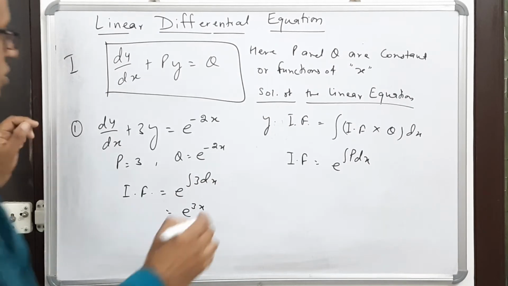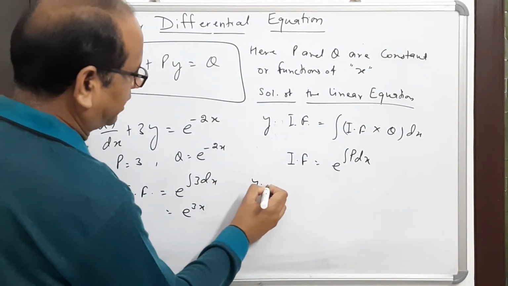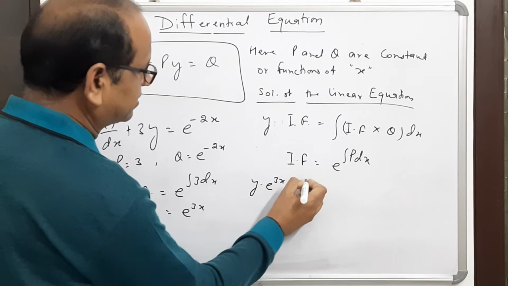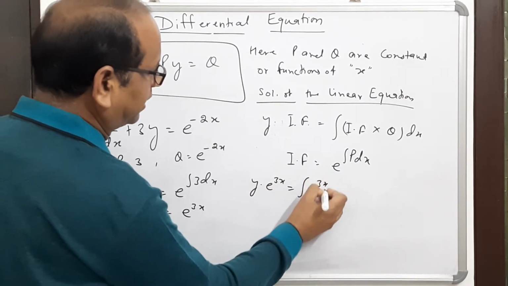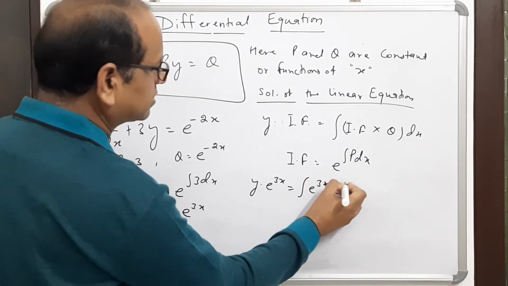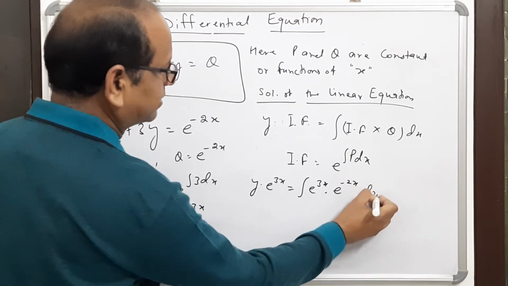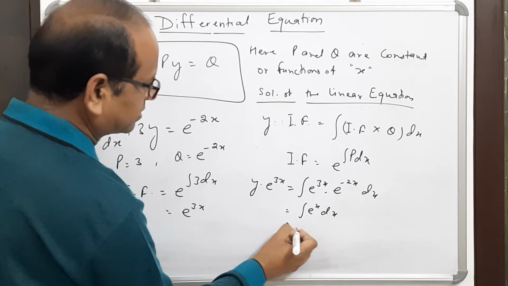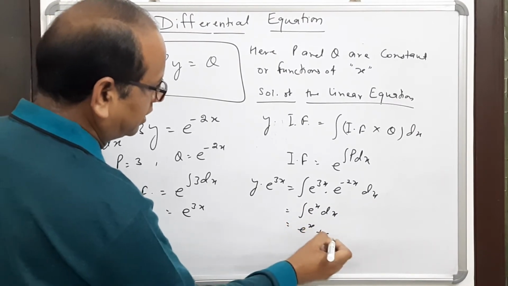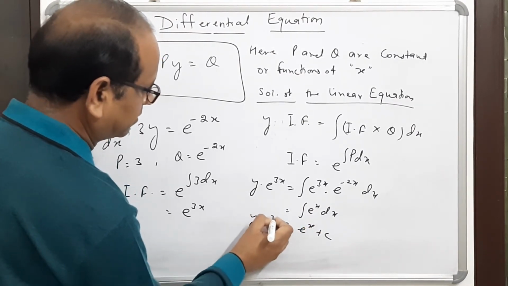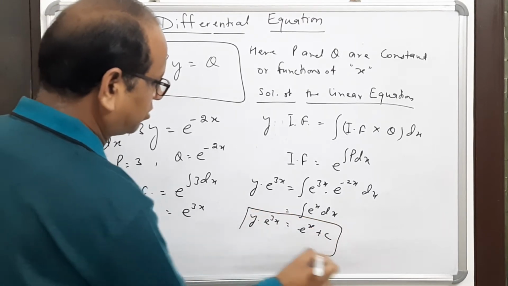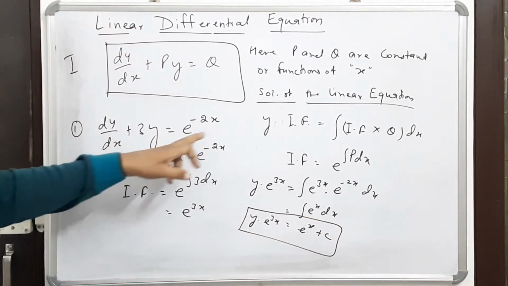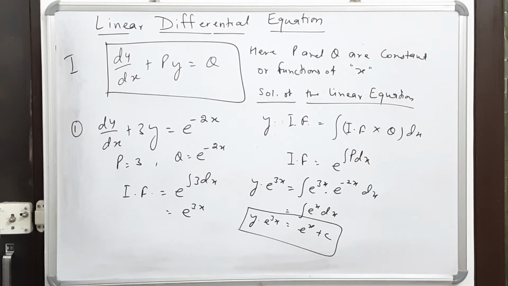Now we are coming to the solution part. So it is y into e power 3x equals to integration of e power 3x into q, where q is e power minus 2x, dx. So ultimately it is integration of e power x dx, and the answer is e power x plus c. That is the solution of the differential equation. In this way we find the solution.